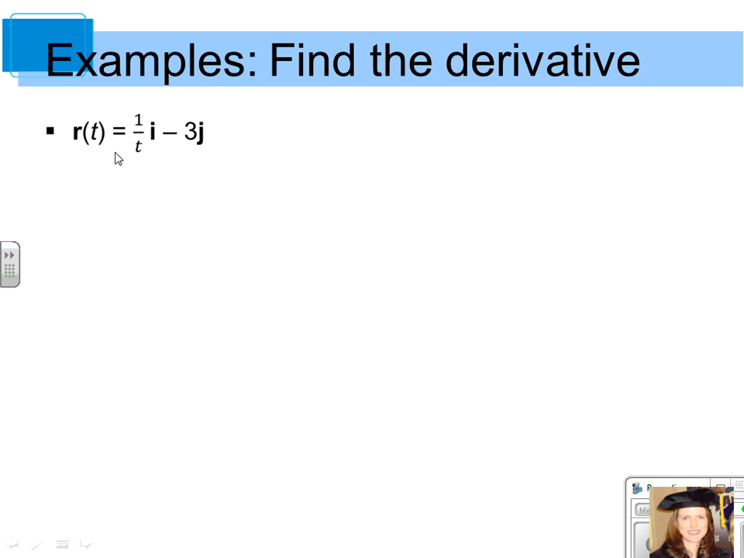Now I have a few more examples that I'd like you to try on your own, where we're going to be finding the derivative. If r of t is equal to (1 over t) i minus 3j, find r prime of t. You can pause the video now and then restart the video to check your work. When you're done with that one, try this one, r of t equals t cosine t i minus e to the negative t squared j. Again, you can try this one on your own, find the derivative of each of the components, and then restart the video to check your answers.